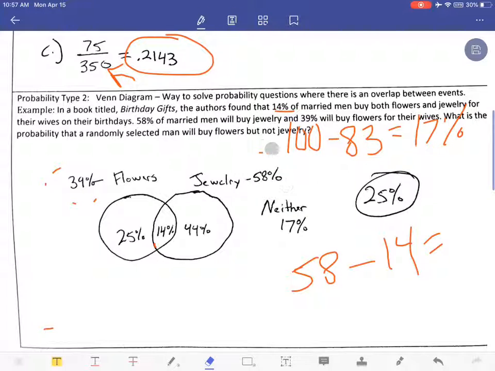Try to get some of this clutter off here. There we go.